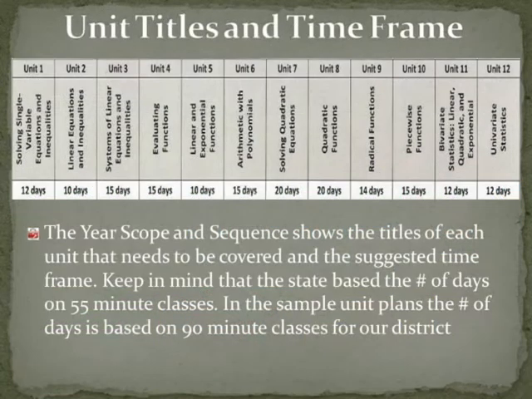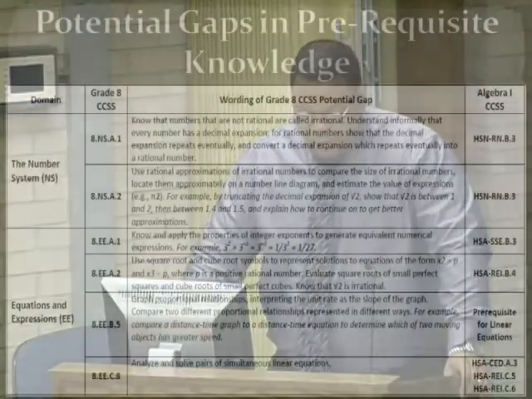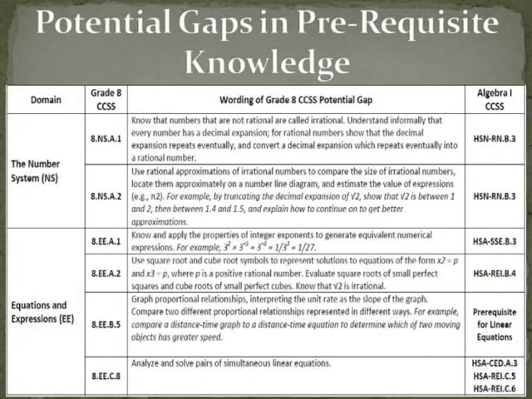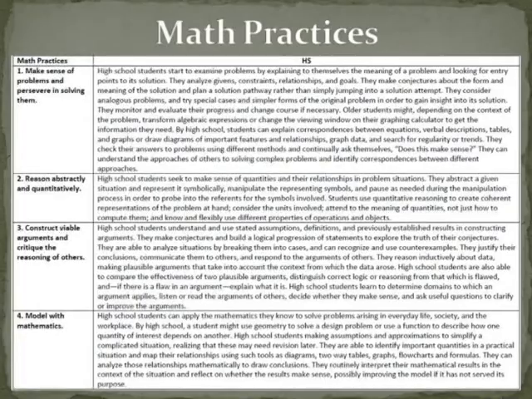On the year scope and sequences, be aware the timelines are based on a 55-minute class period. The sample unit plans that are available, which you will see later, have been adjusted to the 90-minute class period that we have in our district. The documents of the potential gaps in prerequisite knowledge have also been updated, as well as the 8 math practices that we are expected to incorporate in our lessons.